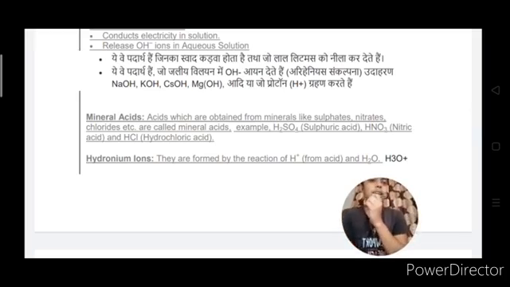If you don't, let me tell you what the uses are. One maybe important question also: which chemical is known as the king of chemicals? That is sulfuric acid.